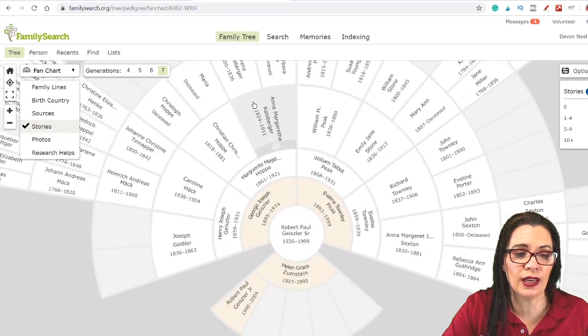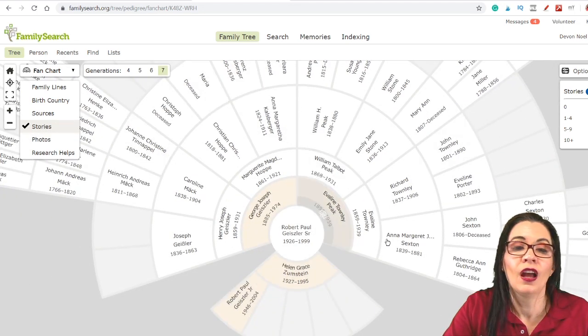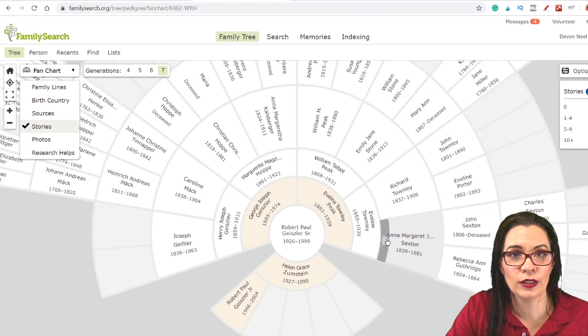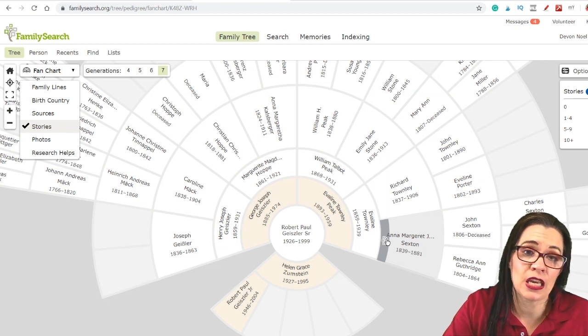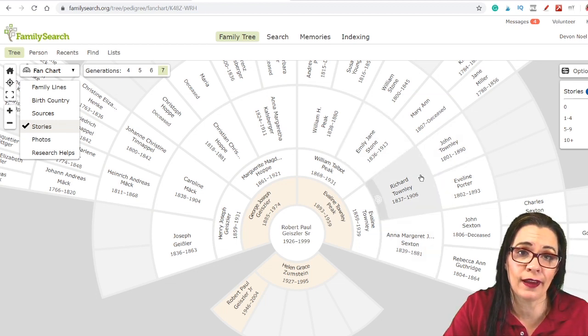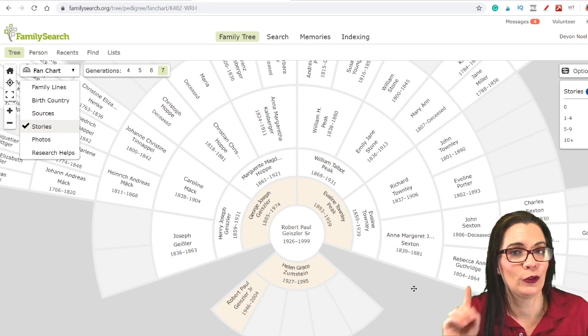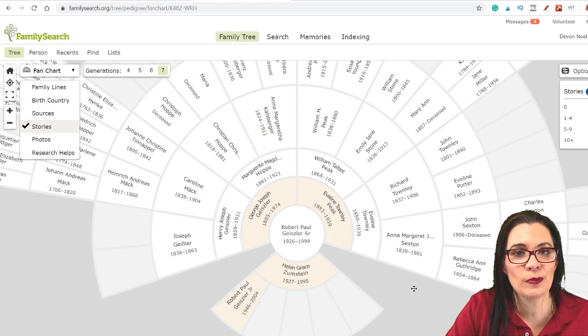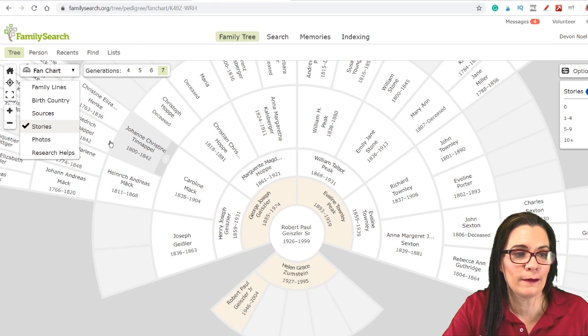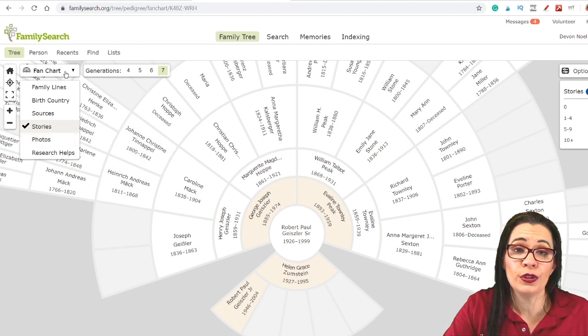We can see if anybody has stories attached to them. Honestly, stories is where you should be working if you have a full family tree like this. Gather stories, and if you need help, I have a link in the description to my book, A Recipe for Writing Family History. So there you have it.